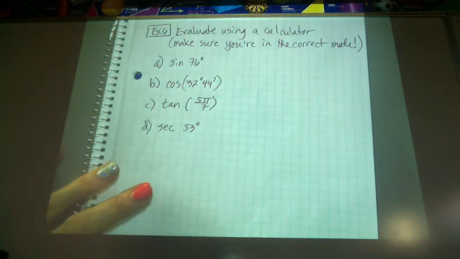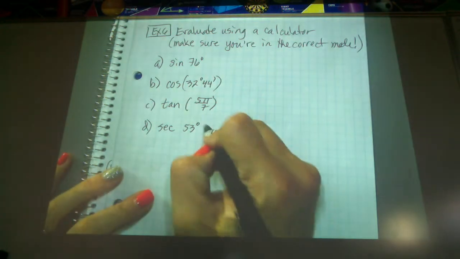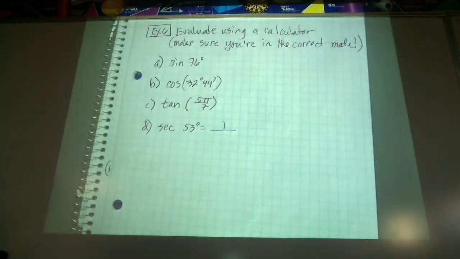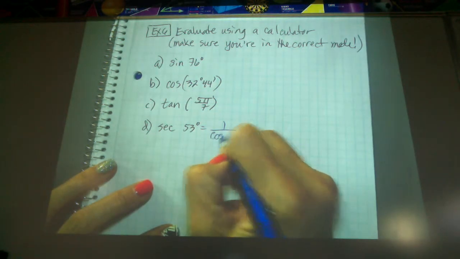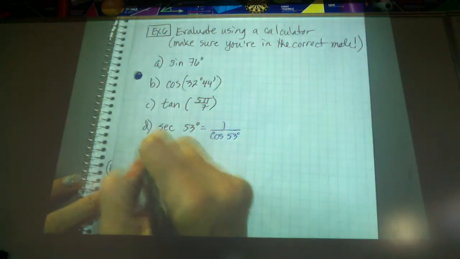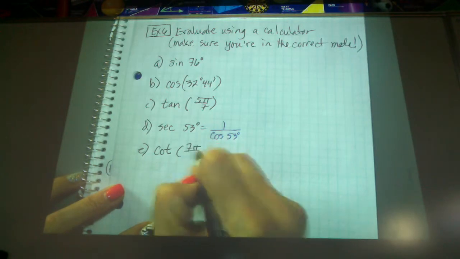So you don't have a secant button, so you have to use what? The inverse of secant. So you cannot use the -1 button either. You have to do 1 over. So I'm going to help you out with this one a little bit. That one is equal to 1 over, what's the inverse function of secant? Cosine, right? So we want 1 over the cosine of 53 degrees. So that's what you punch in your calculator. Do not use the cosine to the -1 button. That is used purely to find theta, the missing angle. And then E, you're going to find the cotangent of 7 pi over 8.